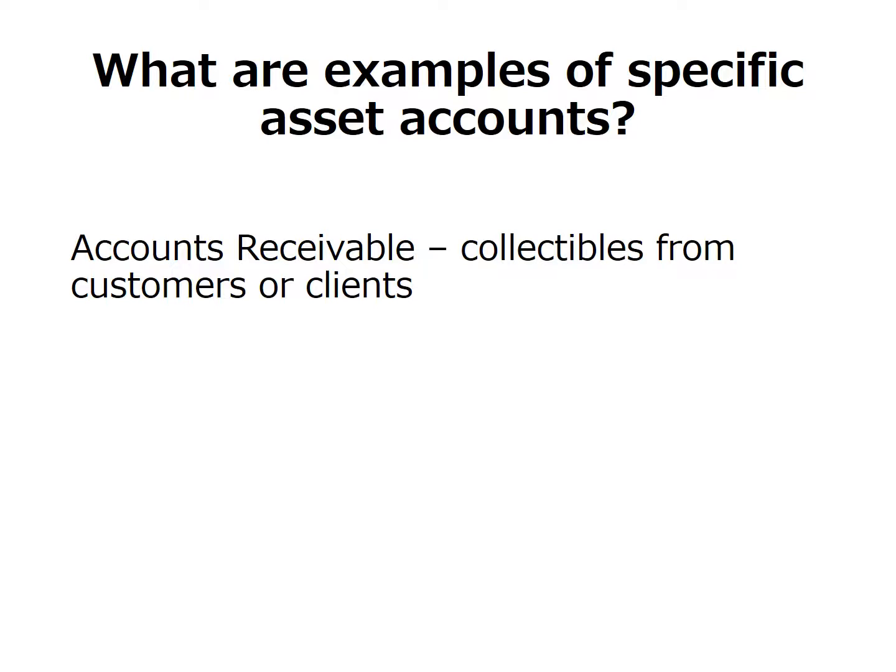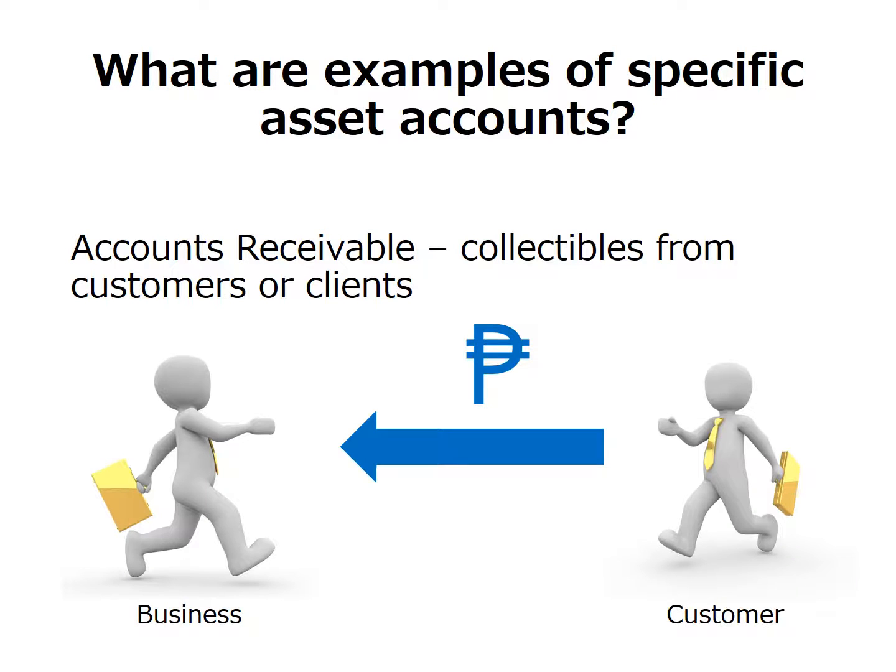Accounts receivable are collectibles from customers or clients. If a business wants to sell more, sometimes it sells on credit. The customer can get the product or service and just pay the amount later. Accounts receivable is an asset because it will be converted into cash in the future when it is collected.